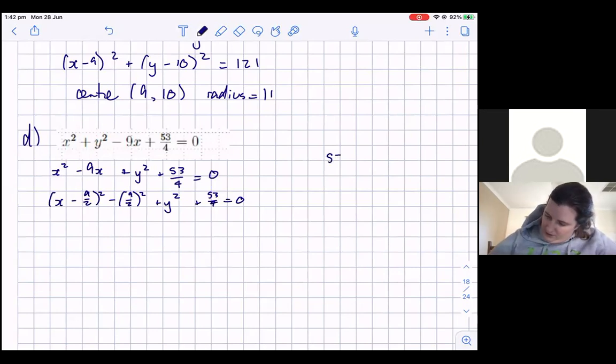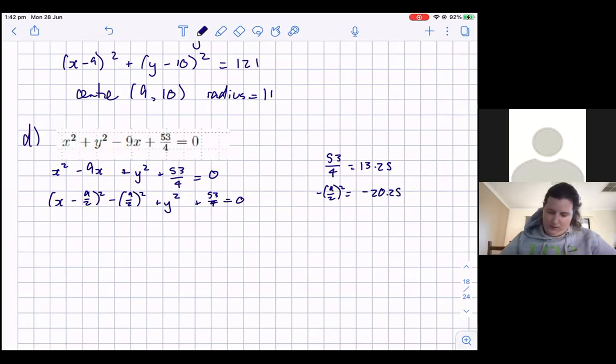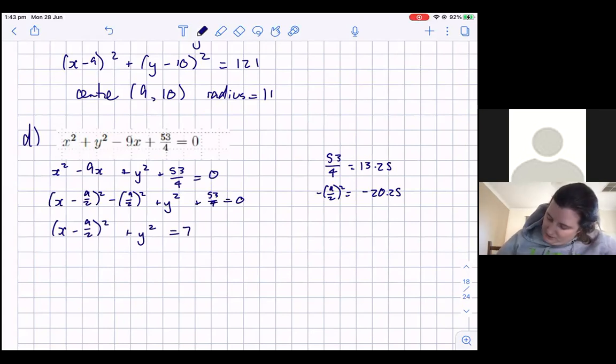Okay, 53 on 4 is, I'm just going to have to do this as decimals. 13.25. 81 divided by 4 is negative 20.25. So we're going to have (x take 9 on 2) squared plus y squared equals 7, which means the center is at positive 9 on 2, 0. The radius, root 7.